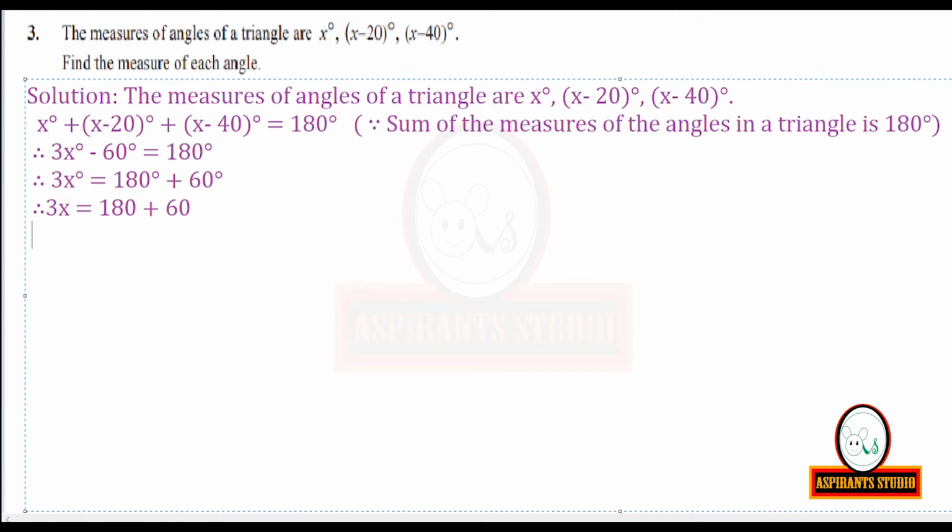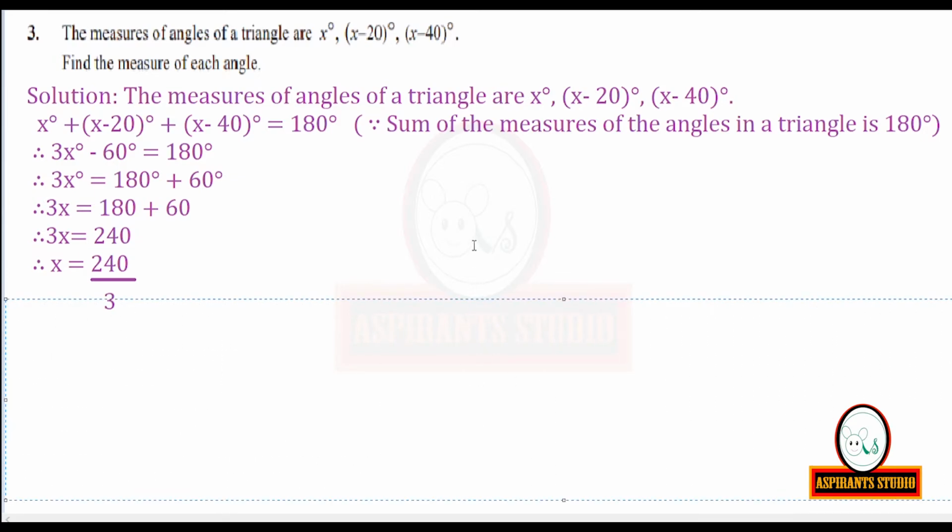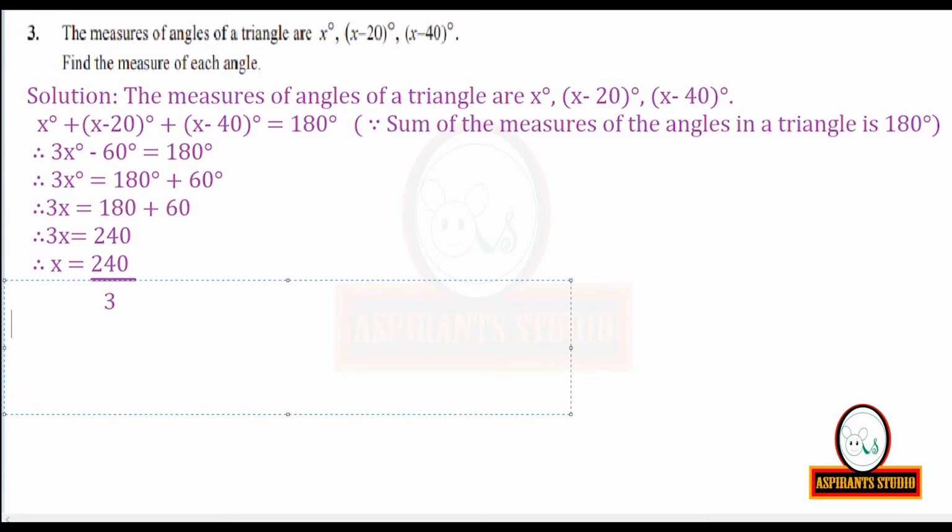Now add 180 and 60. You will get 240. Therefore 3x is equal to 240. 3x means 3 multiplied by x. Therefore x will be, when you take the 3 to the other side, multiplication becomes division. So x is equal to 240 divided by 3. 240 divided by 3 is 80. Therefore, x is equal to 80.